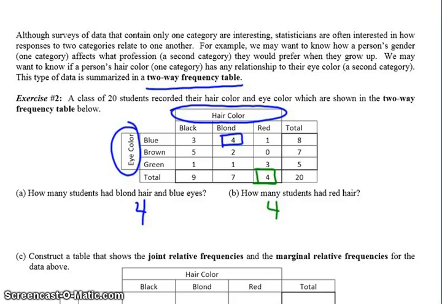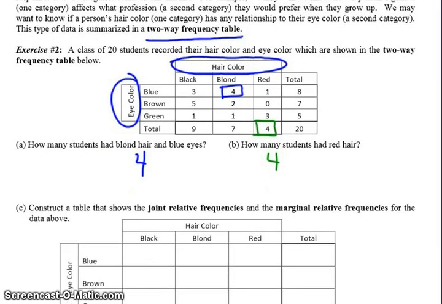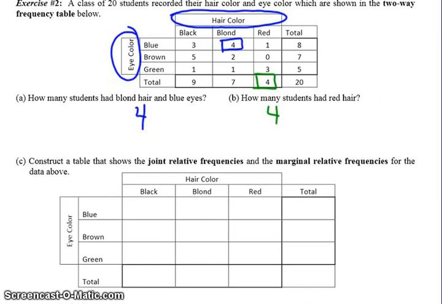Now, the numbers by themselves don't always mean a lot to us. So what we can do is what's called joint relative frequencies or marginal relative frequencies. This is basically saying what part out of the whole. And it can be done as a fraction, a decimal, or a percent. I'm going to do these as a percent. So we know we had 20 students altogether. There's my total of how many were answered.